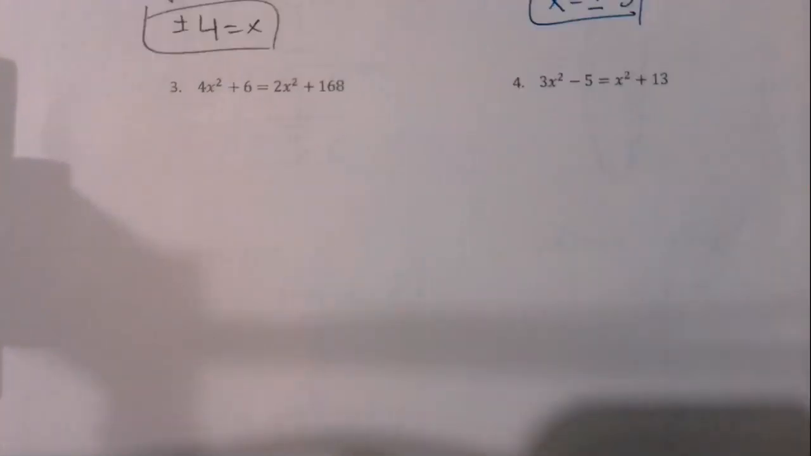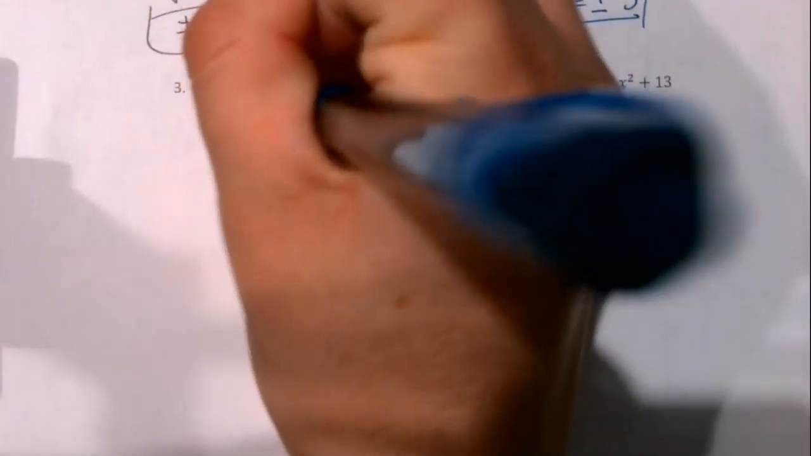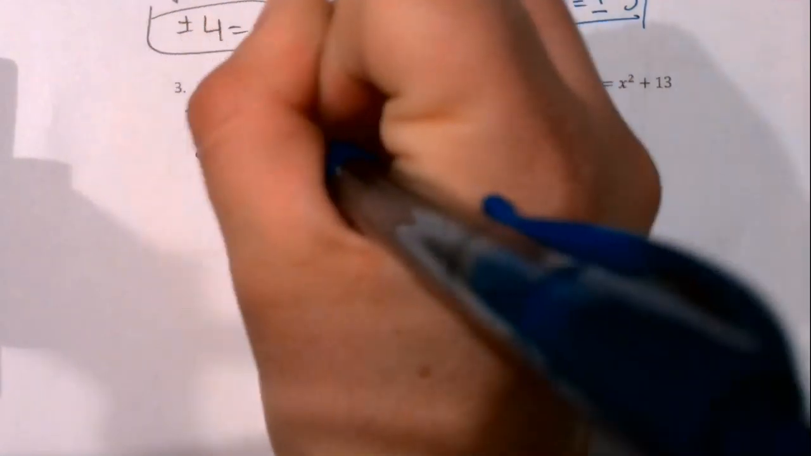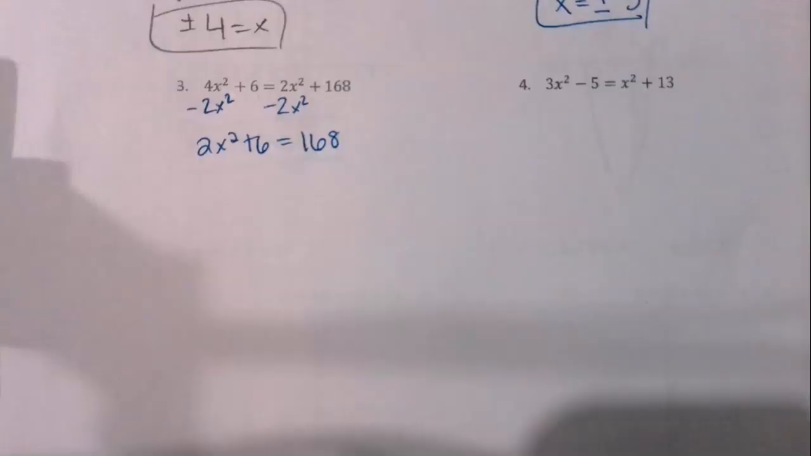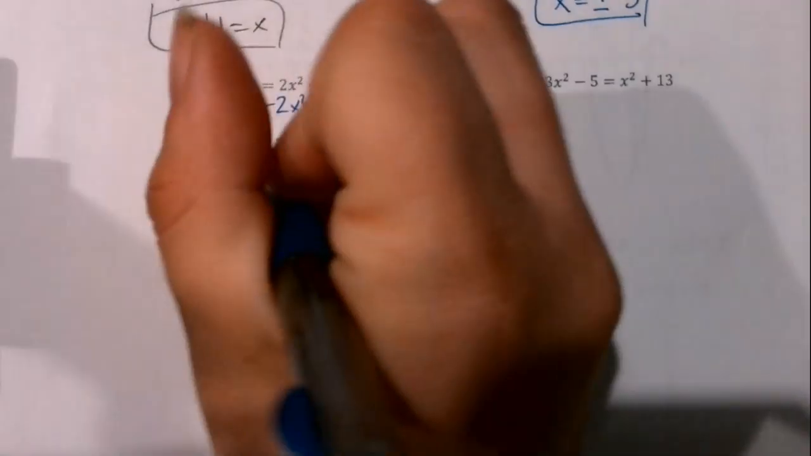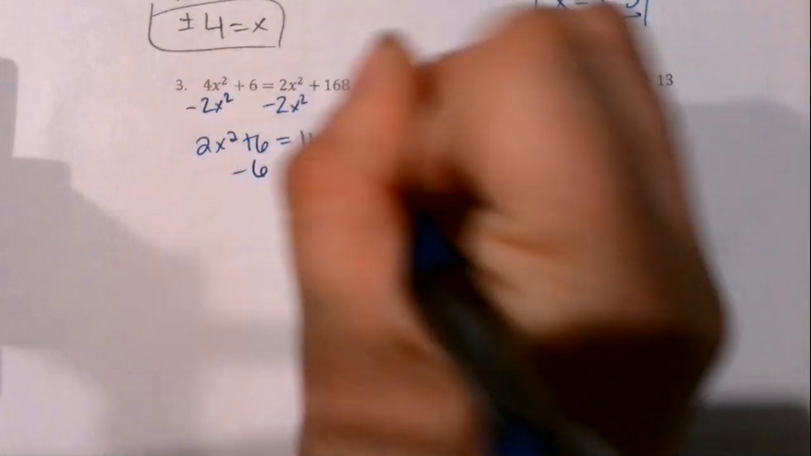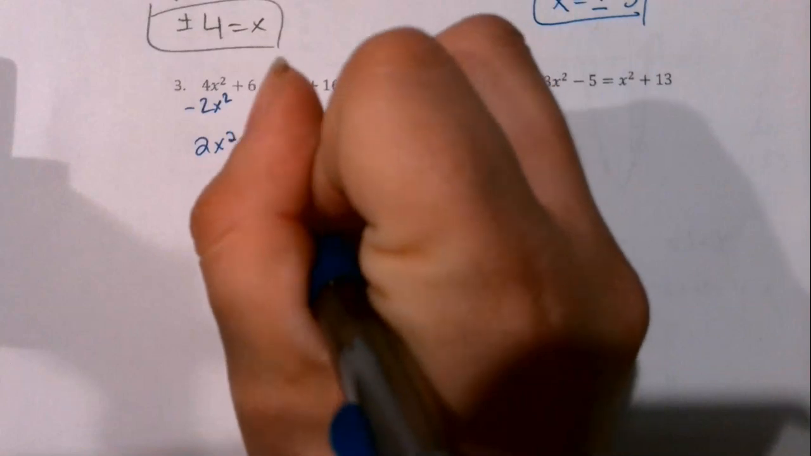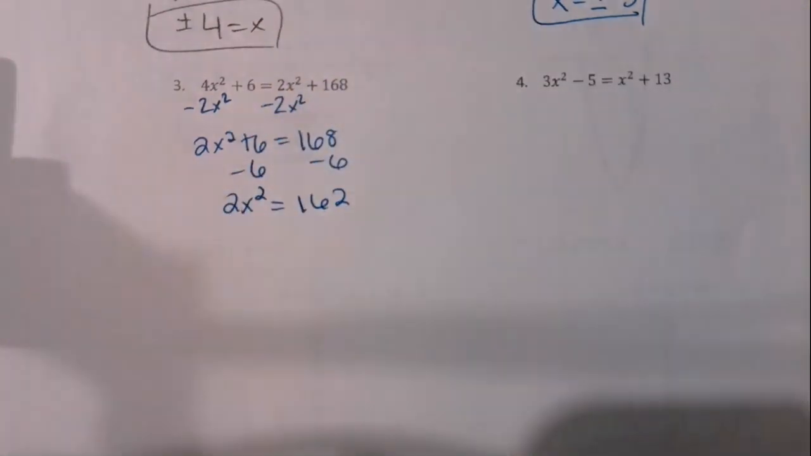Same thing for number 3. I'm going to get all my variables on one side and all my numbers on the other. I'm going to subtract 2x squared on both sides. I get 2x squared on the left, and everything else stays the same. Then I want to subtract 6 on both sides, and I get 2x squared equals 162.